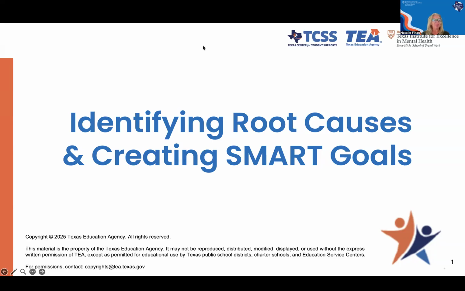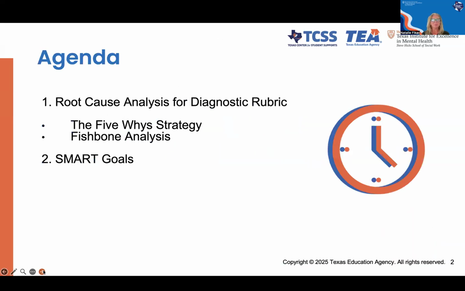As a part of the Stronger Connections Grant, TIMH, or the Texas Institute for Excellence in Mental Health, is providing this opportunity to learn more about ways to analyze root causes and to develop SMART goals. In today's training, we will take a closer look at what a root cause analysis is and two strategies, the 5 whys and the fishbone analysis strategy, while walking through a scenario. We will then learn more about SMART goals and create a SMART goal.